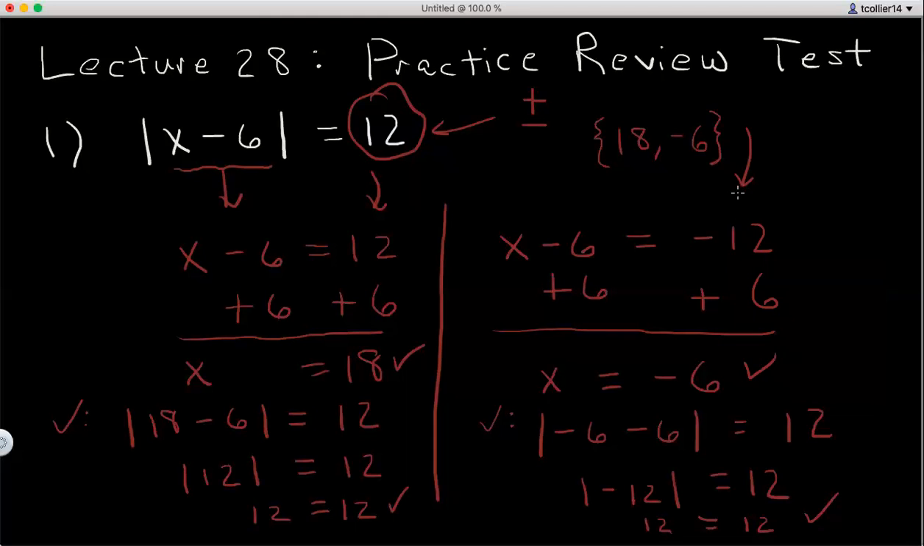Not sure about that. But okay. This is number 1. I'll leave that up there for a few seconds so you guys can get that. And then maybe I can erase the whole thing.